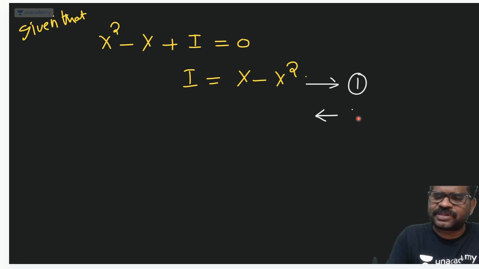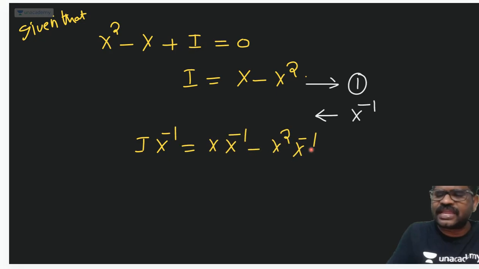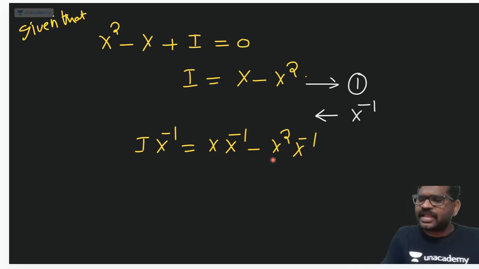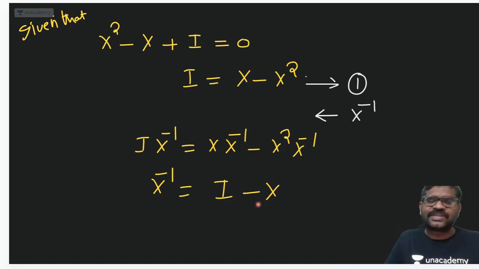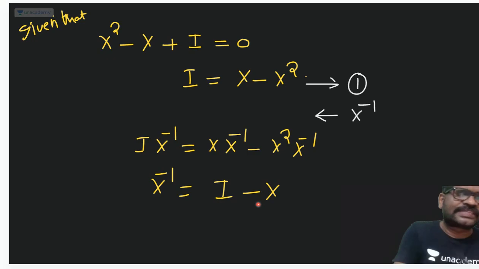Multiply this equation on both sides with X inverse. I·X⁻¹ = X·X⁻¹ - X²·X⁻¹. Understood? Now, X inverse equal to: X·X⁻¹ is I, X²·X⁻¹ is X. So I - X. You all know I means identity matrix, X is given in the data.